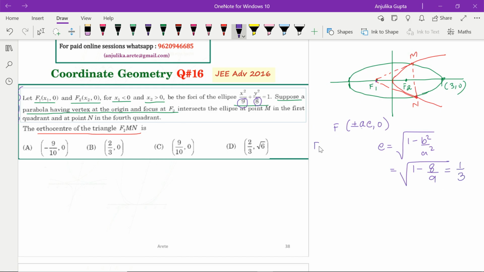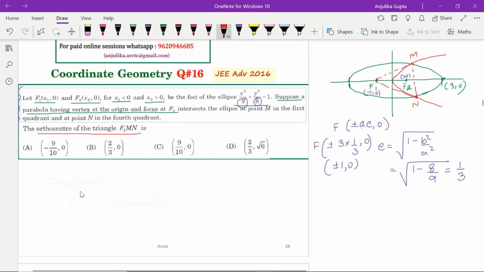So can I write my focus now? Plus minus a value is 3, under root of 9, and e is 1 over 3. So you get plus or minus 1 and then 0. So you got both the foci. Here this is negative 1 comma 0, and this one is positive 1 comma 0. What is left? Finding M and N.